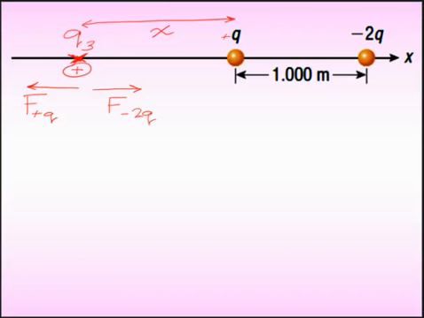We state that the force of plus Q at that spot, which we don't know yet, but we're about to find out, must equal also the effect of F minus 2Q at the same spot. So we can start by just saying F plus Q at X. You don't need to say that, but let's just say it. There we go. At X must equal F negative 2Q also at X.